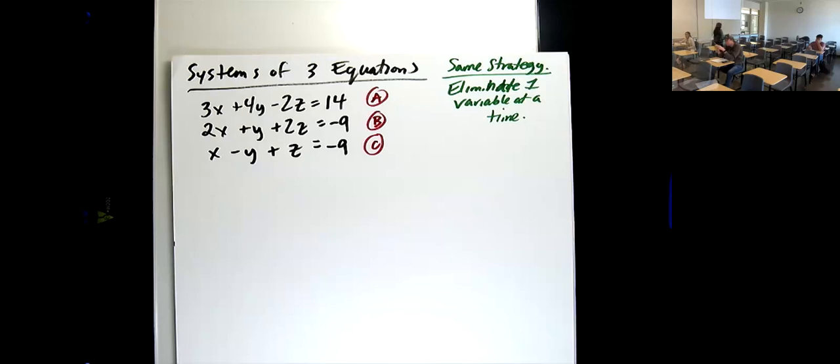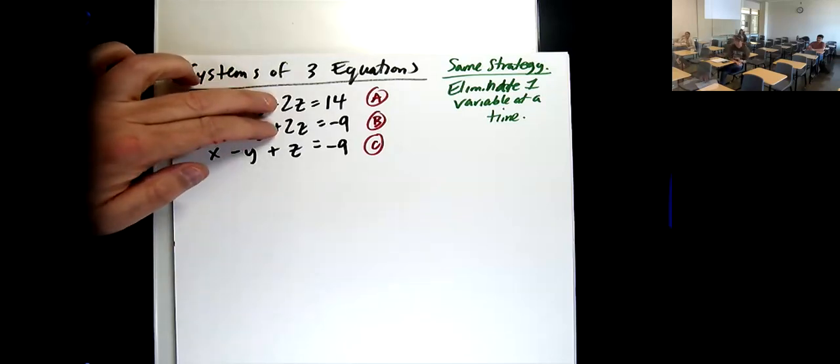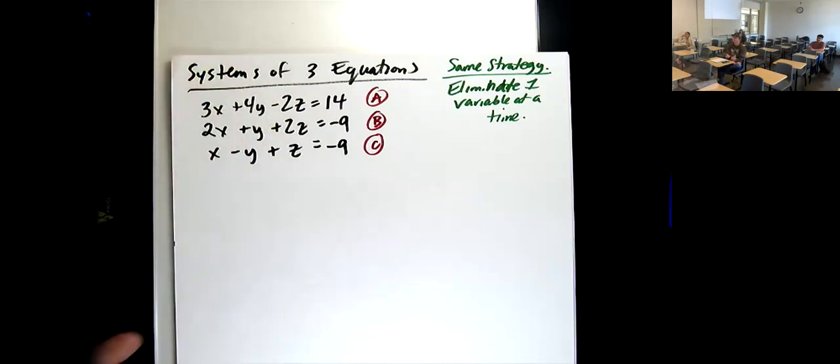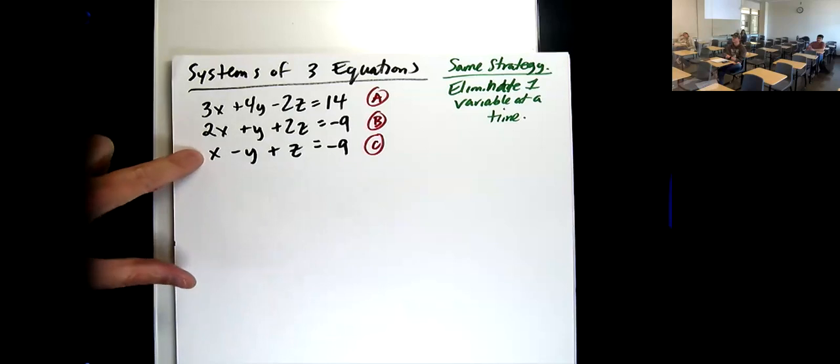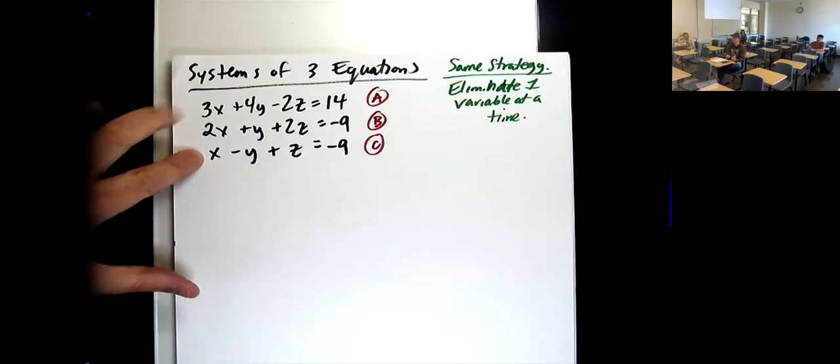You guys want to get rid of X, Y, or Z? Why? First time having a Z value, let's get rid of Z. I like Z for a couple reasons. I could see right away if I add these two together, that's gone right away. And which means if I maybe double this one, I can add it there.